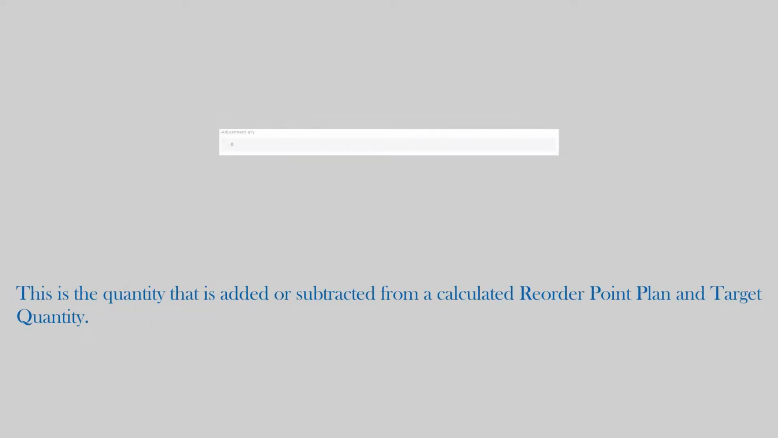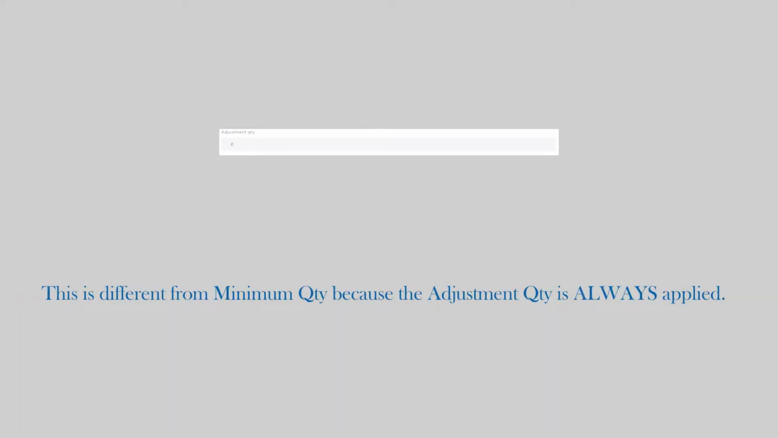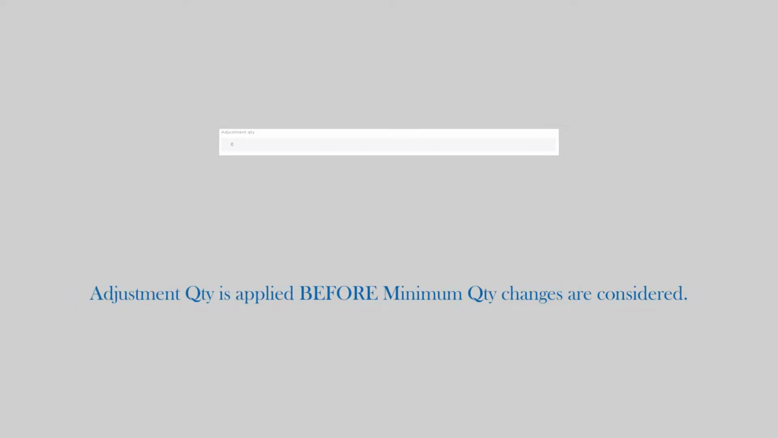Adjustment quantity. This is the quantity that is added or subtracted from a calculated reorder point plan and target quantity. This is different from minimum quantity because the adjustment quantity is always applied. Adjustment quantity is applied before minimum quantity changes are considered.